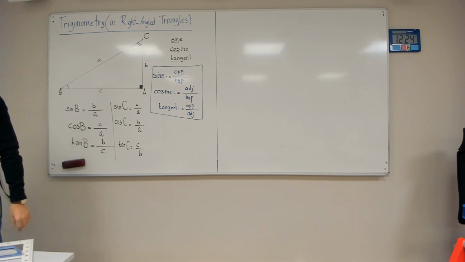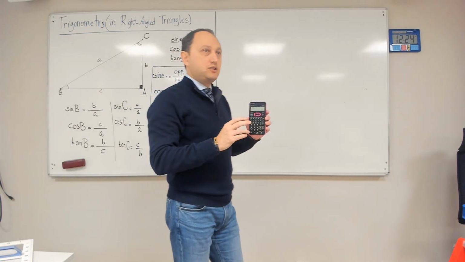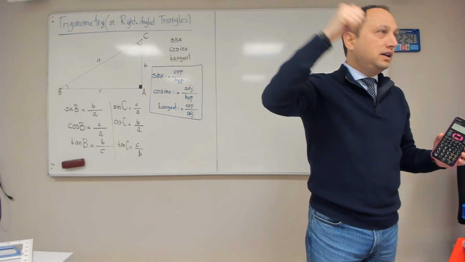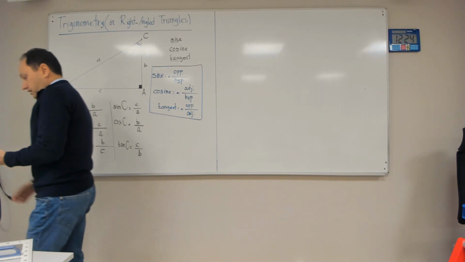Okay? So it should be in degree mode. And the good check for this is to calculate sine of 90, it should return 1. It's always good to check.